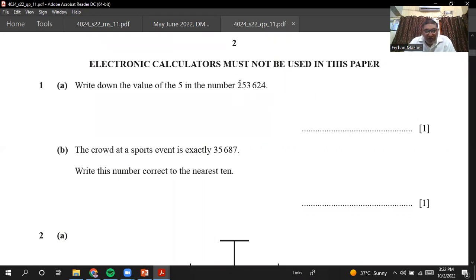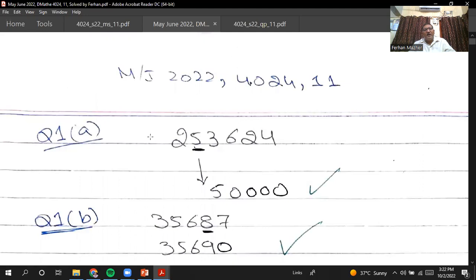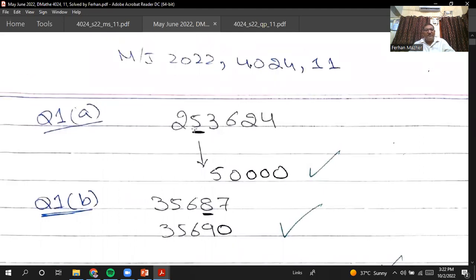So this is the 5, and I want to find out its place value. So this is unit, 10, 100, 1000, 10,000. This 5 basically represents 50,000. So the place value of this 5 is 50,000.